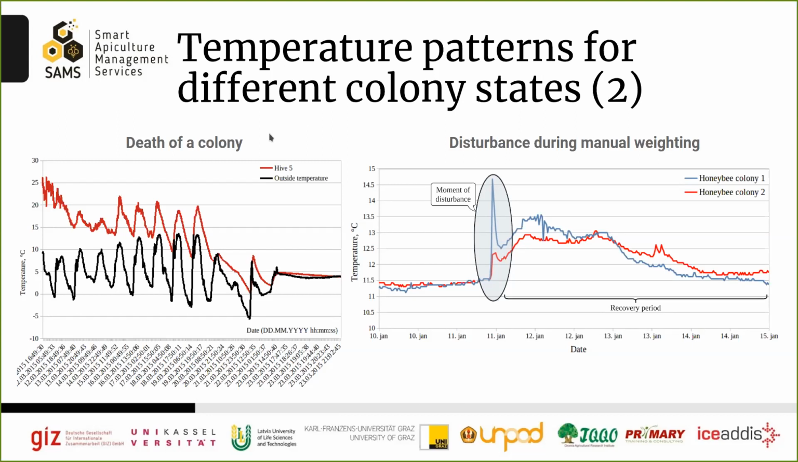On this slide, you can see the death of a colony. The temperature slowly decreased, and it had the same pattern as the outside temperature, and at the end it completely overlapped. On the right side you can see how the beekeepers' manual weighing impacts the situation within the hive. The beekeepers were placing the hives on a scale, and the bees had stress, so the temperature increased and the recovery period was quite long. This clearly shows the need for a remote monitoring system that should minimize the manual inspections causing such stress situations.